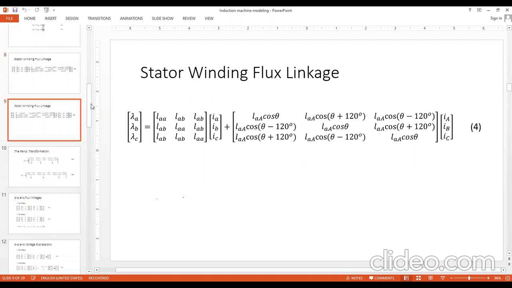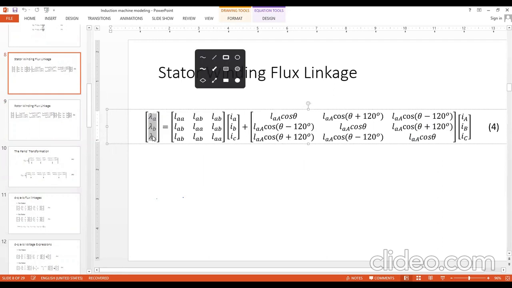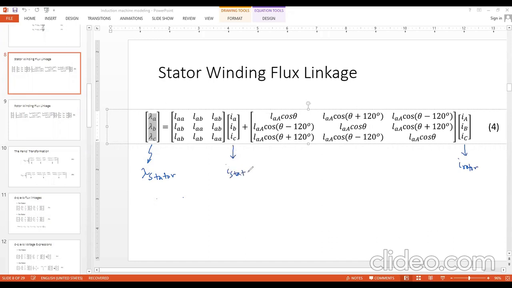There were some salient features, especially this part over here, because these lambda A, lambda B, lambda C are nothing but the stator flux linkage expressions. So in short, these are lambda stator, three phase. This is rotor current, I rotor, three phase. This is I stator. So this inductance matrix is simply relating the stator to stator quantities. So you can also write it as LSS.